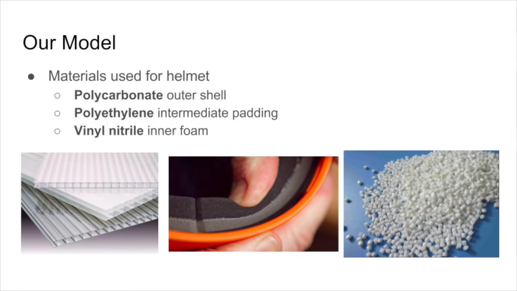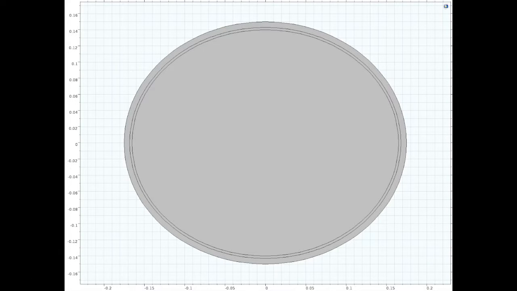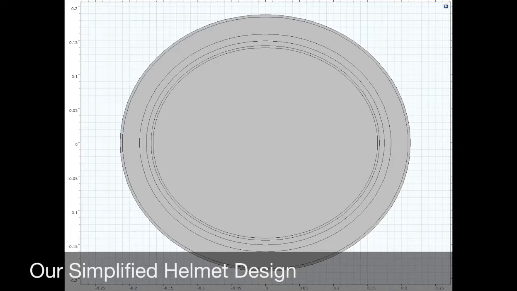For the helmet, we decided on a polycarbonate outer shell, a polyethylene intermediate foam layer, and a vinyl nitrile inner foam layer because vinyl nitrile is the softest foam commonly used in helmets and would absorb the most energy. We simplify the geometry of the head by using a series of concentric ellipses to model the brain, CSF, and skull. Similarly, the helmet is composed of three concentric ellipses.